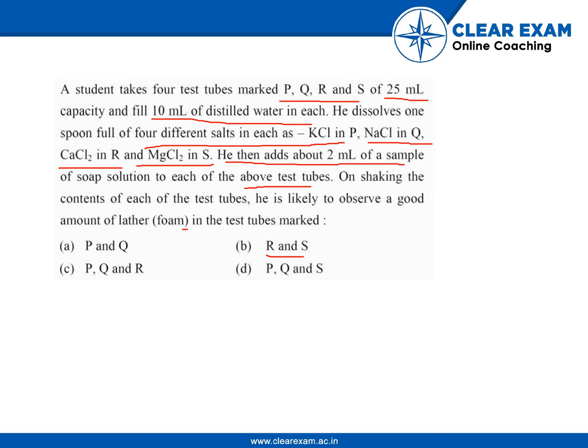Test tubes P and Q contain potassium chloride and sodium chloride respectively. Thus a good amount of lather will be formed in them as well. So you can see that scum will be formed in option B, that is R and S test tubes, and we will observe lather formed in P and Q.